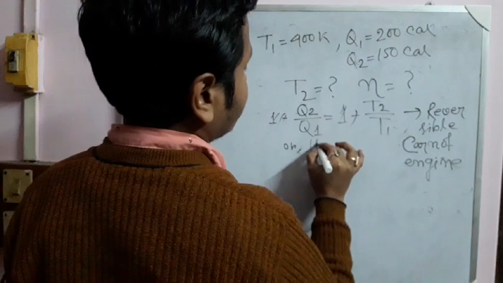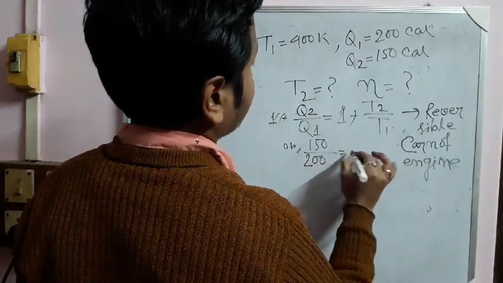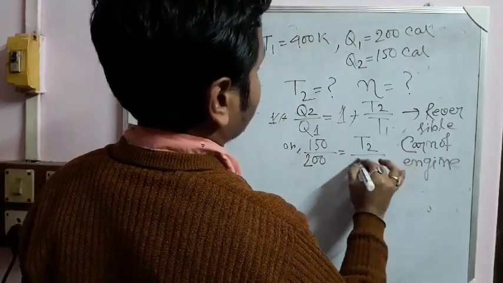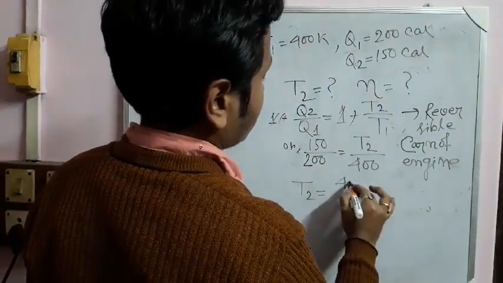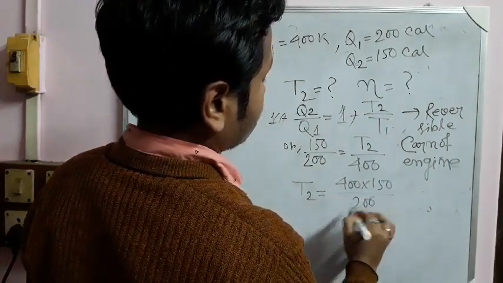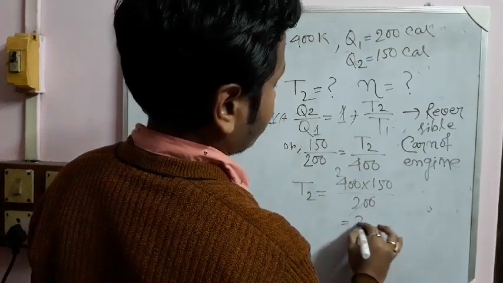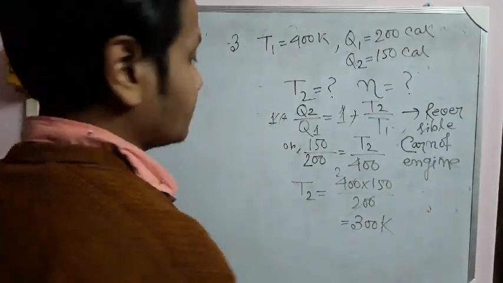Q2 is given 150 and Q1 is 200, and T1 is given, that is 400. So what will be my T2? My T2 will be 400 into 150 upon 200. So this is simply 300 Kelvin. So we find the sink temperature is 300 Kelvin.